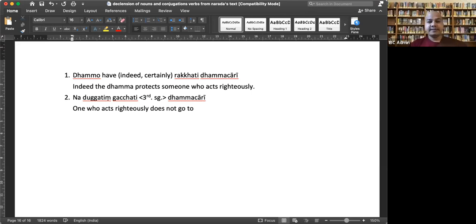Duggati means bad destination, evil state. One who acts righteously does not go to an evil state or bad destination. That means a righteous, virtuous person does not go to a lower state of existence.